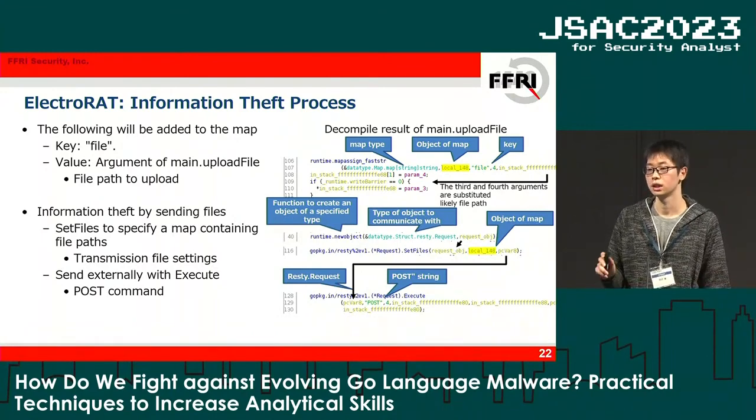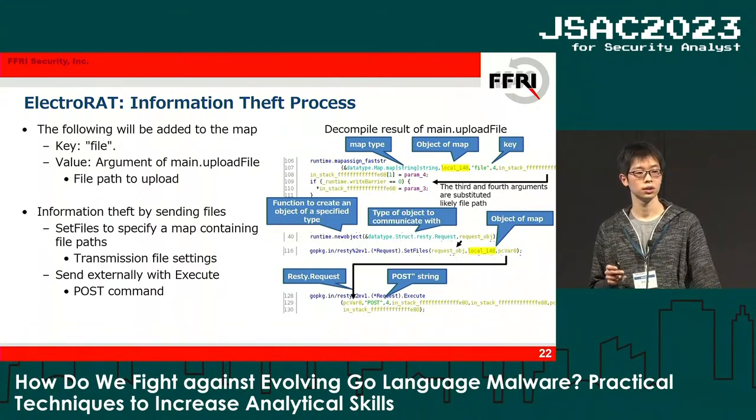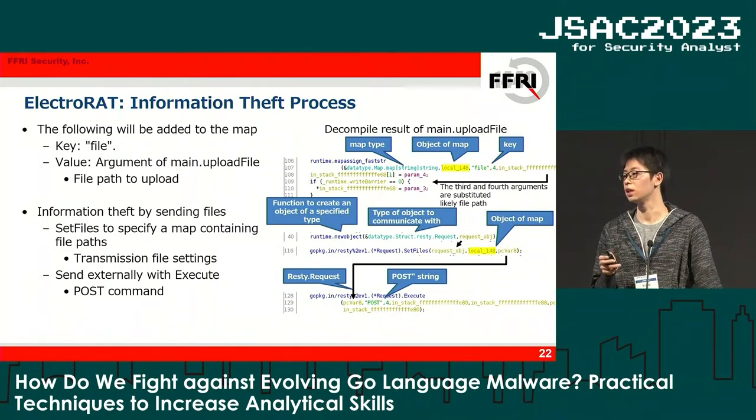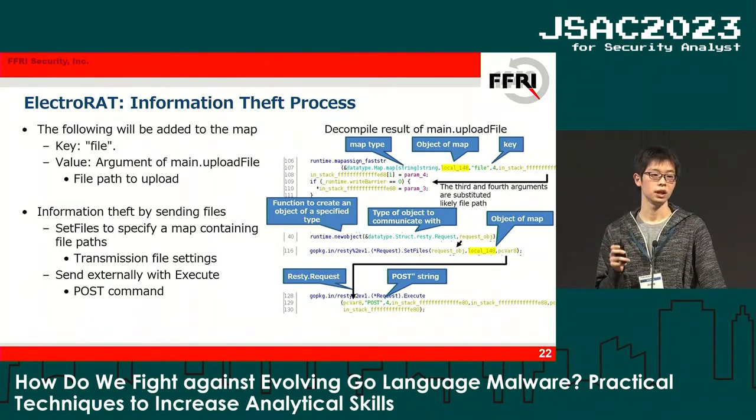The map created here is used in the subsequent process, where we create a request object and give it to set file. After that, we get the request and execute it. And there is a post string. So we think that the file is taken outside through post to steal the information, and it's almost certain.